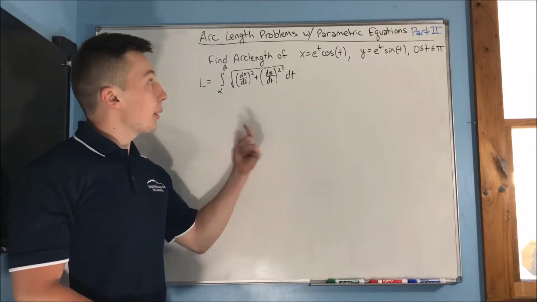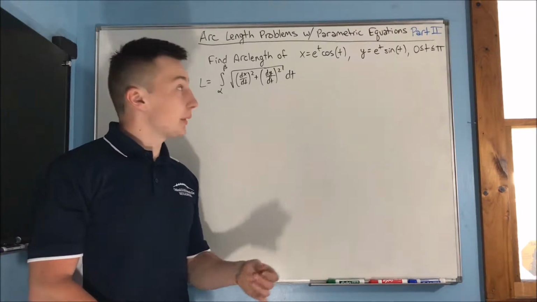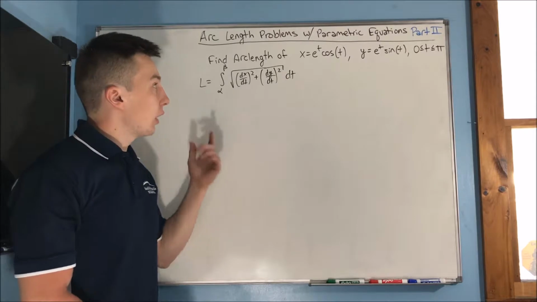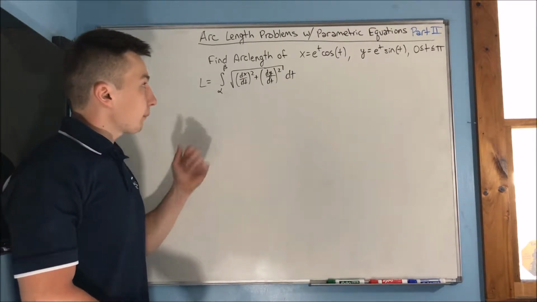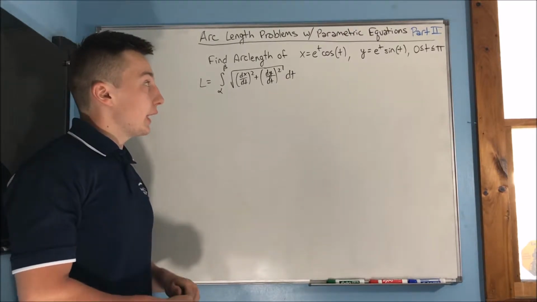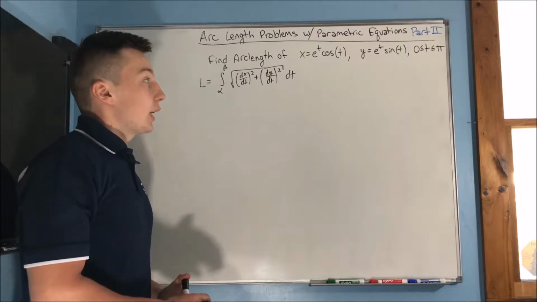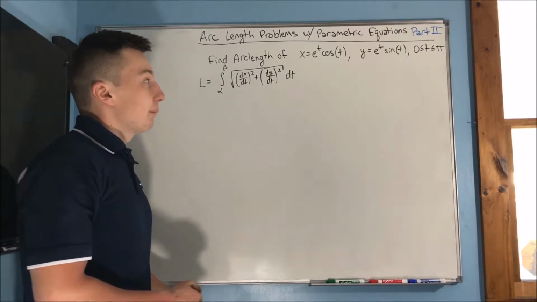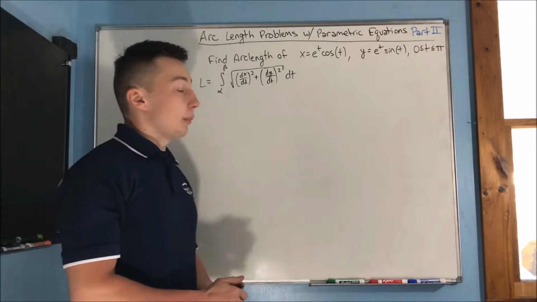Alright, so this is going to be part 2 of arc length problems with parametric equations. We have our problem up on the board here. Find the arc length of x equals e to the t cosine t, y equals e to the t sine t, and we have our interval from 0 to pi.